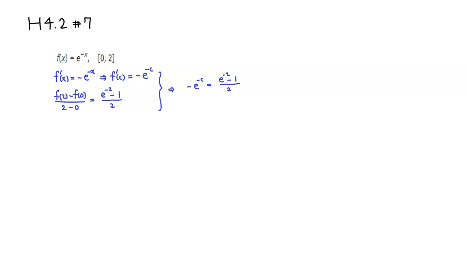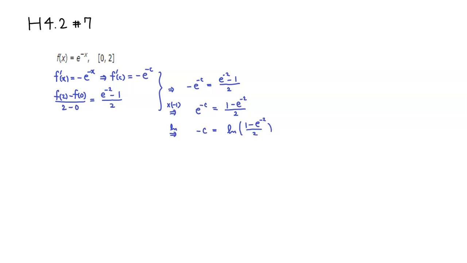First, I'm going to multiply by, or divide, doesn't matter, negative 1. So you have e to the negative c is equal to, negative 1 becomes positive 1, e to the negative 2 becomes negative e to the negative 2, over 2. Then we can just take the natural log of both sides. The natural log cancels the exponential function, so it's negative c is equal to natural log of 1 minus e to the negative 2 over 2.